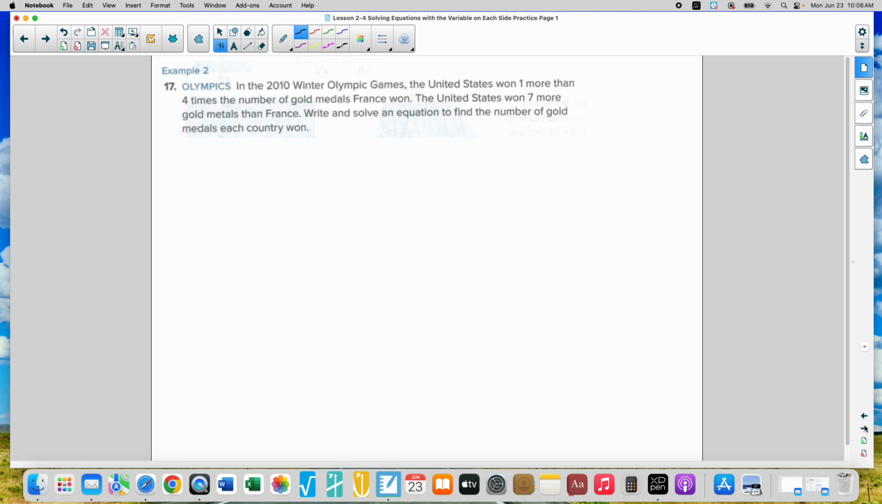Love it. So number 17 says, in the 2010 Winter Olympic Games, the United States won one more than 4 times the number of gold medals France won. The United States won 7 more gold medals than France. Write and solve an equation to find the number of gold medals each country won. So, as we see, I just read the problem. I want to read it and understand it.